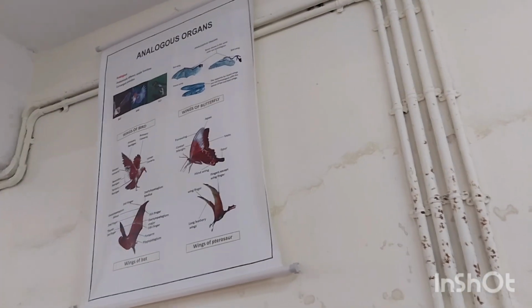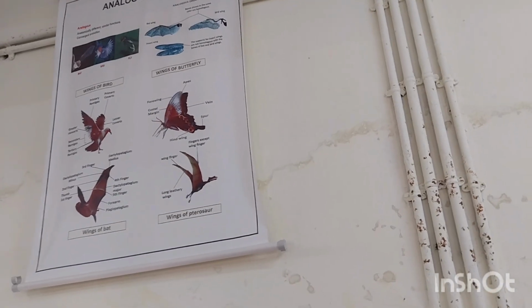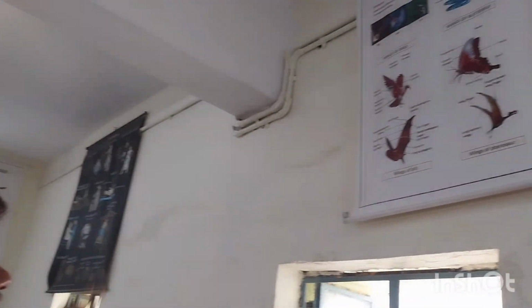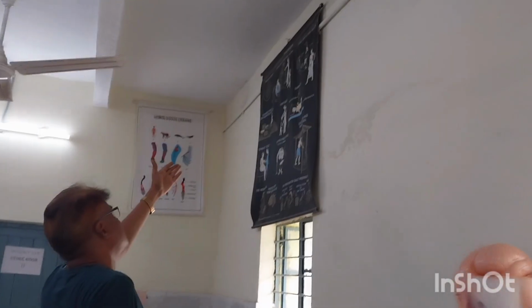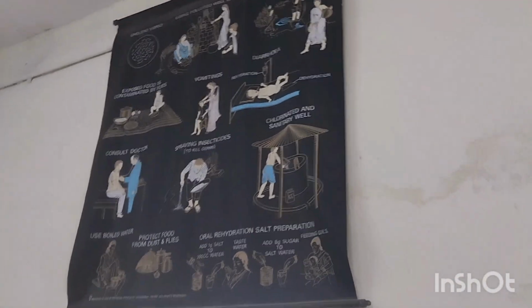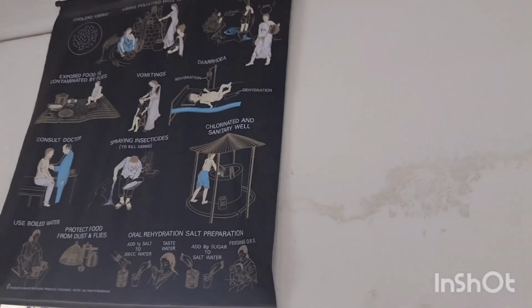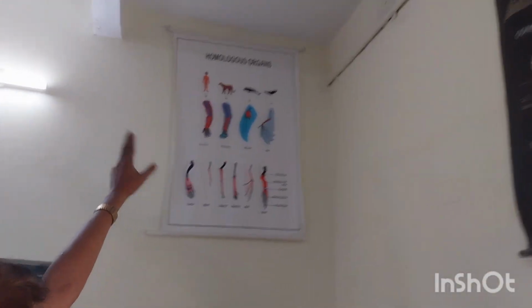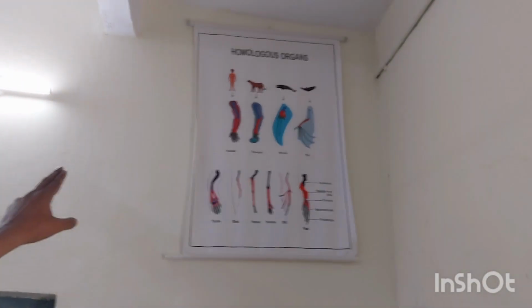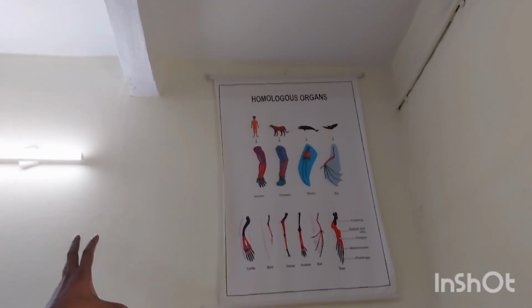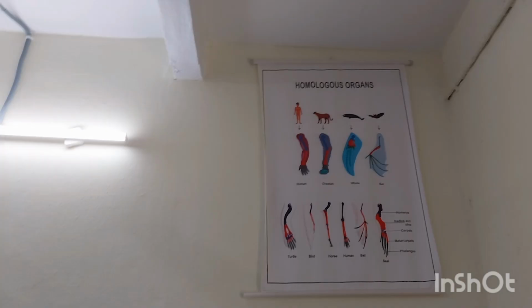Analogous organs means what? Such organs which are anatomically different but functionally similar. Anatomy is different but functionally similar. Similar function of flight in all these, but their structure is different. Here this is the chart of diarrhea. Which are the different causes of diarrhea and what happens in diarrhea and how to take treatment in diarrhea, what we have to take. And last, homologous organ. Here we can see the structure is similar but function is different. This is called homologous organ.